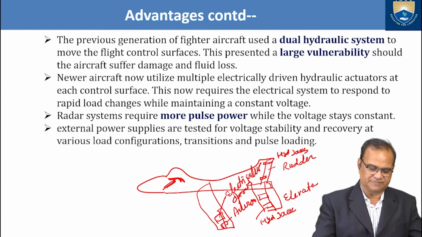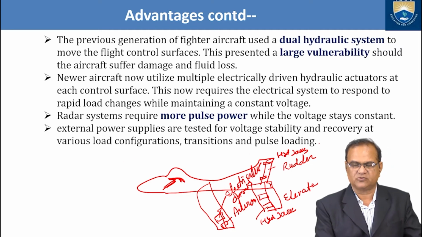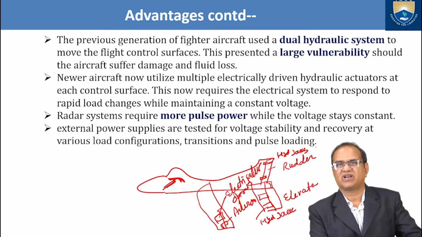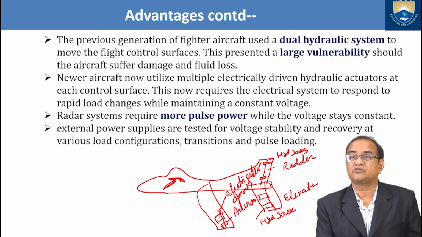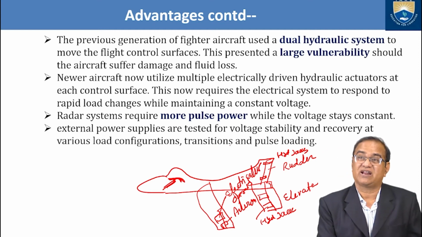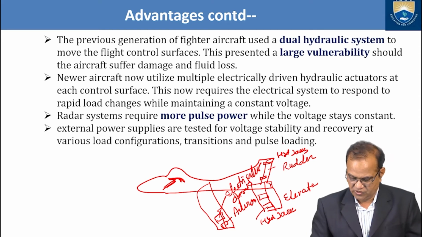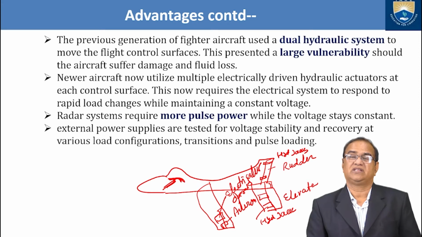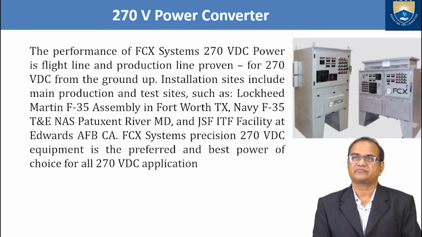So these things we have to understand, and we have to see that these things are working as per the required voltage, and the voltage should be stable and able to recover at various load configurations, transitions, and pulse loading. So these are things we have to maintain, and in this the 270 volt DC gives a better solution for these issues.